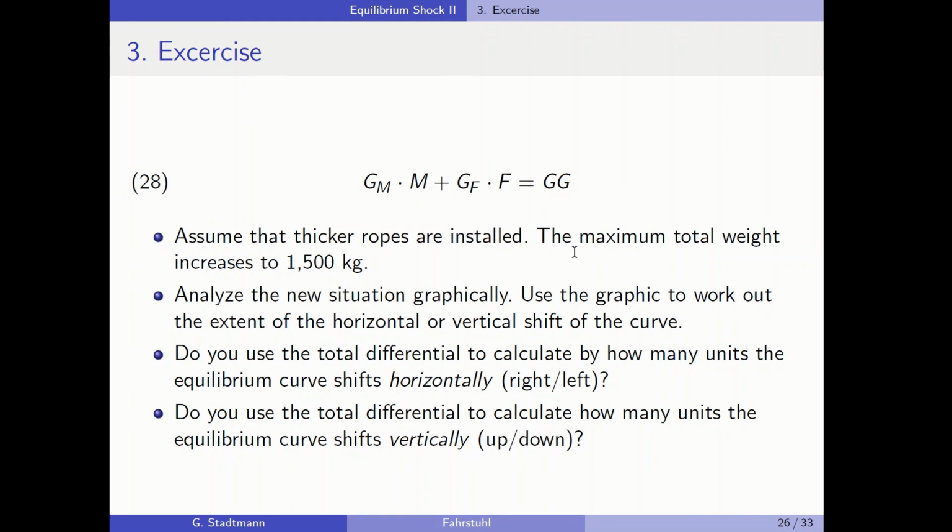Let's have a look at the third part of the exercise. In the third part, we assume that thicker ropes are installed and the maximum total weight increases to the level of 1500 kilograms. Analyze the new situation graphically. Use the initial graphic to work out how much the curve has to shift horizontally or vertically. Afterwards, you should use the total differential in order to calculate by how many units the equilibrium curve shifts horizontally. Horizontally means to the right or to the left. And then you should also find out by using the total differential how many units the equilibrium curve shifts vertically, so up or down.